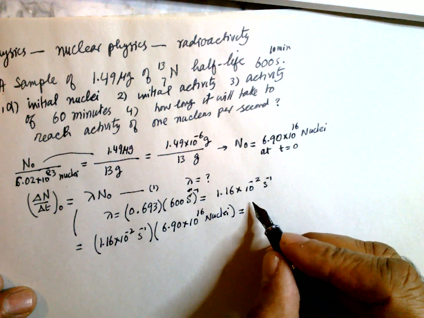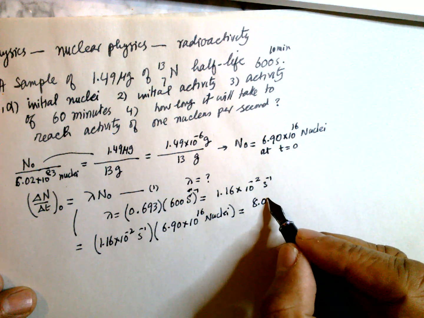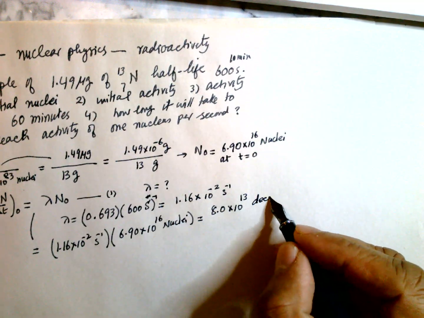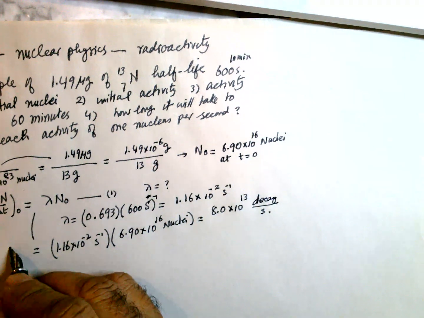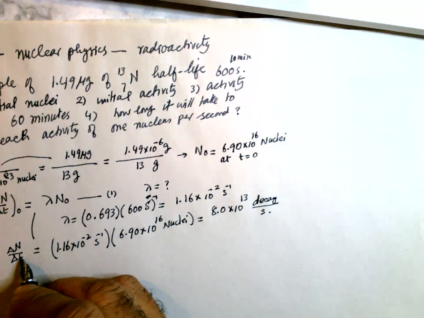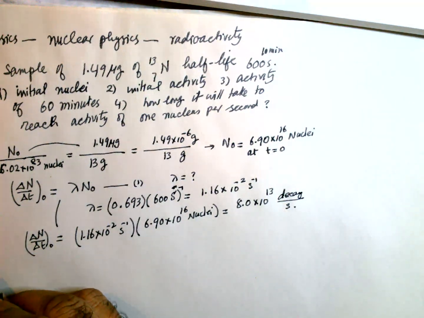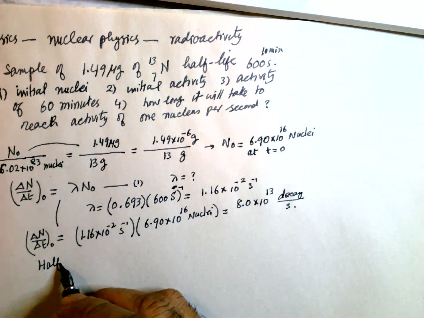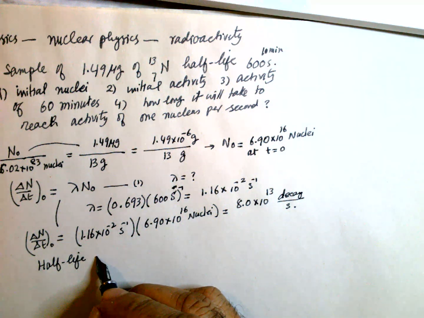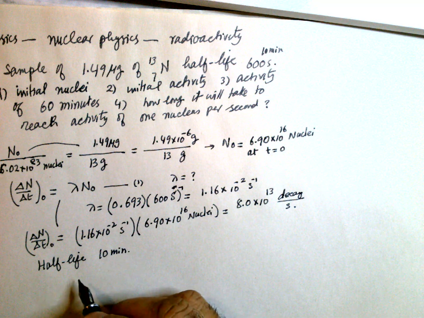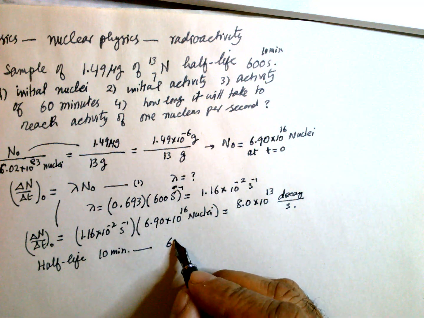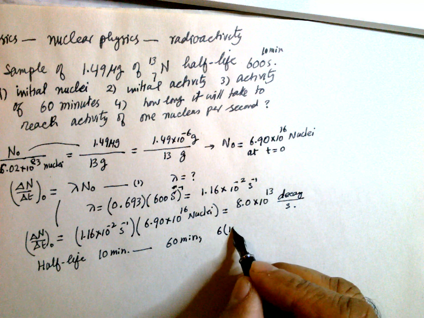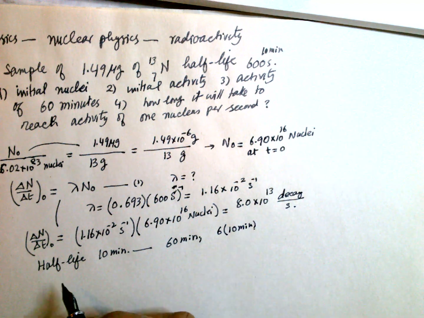So this is equal to 8.0 into 10 to the power 13 decays per second. That is the activity at t equals 0. Number 3, after 60 minutes. The half-life is equal to 10 minutes. So after 60 minutes, that means 6 times 10 minutes.